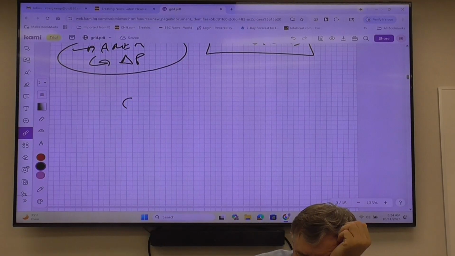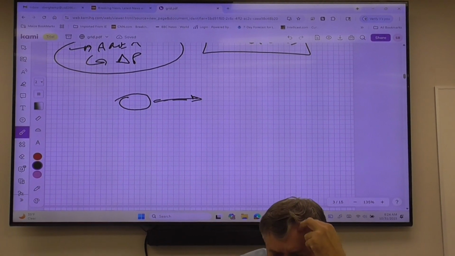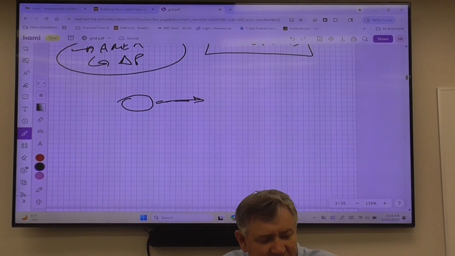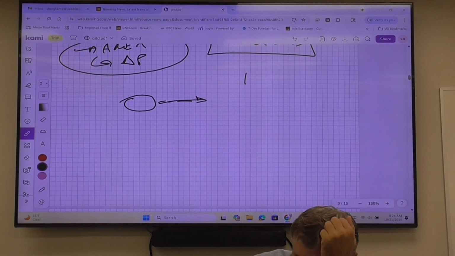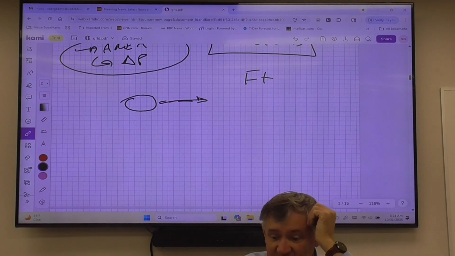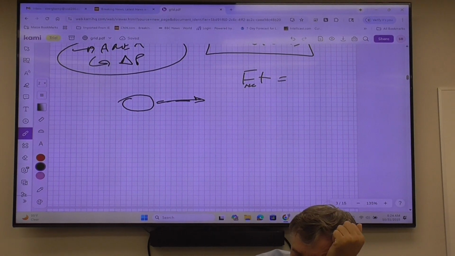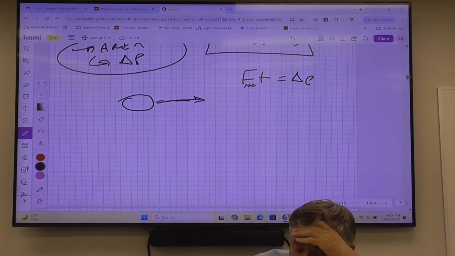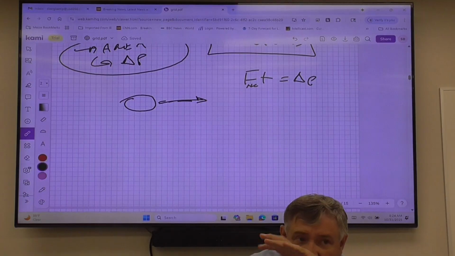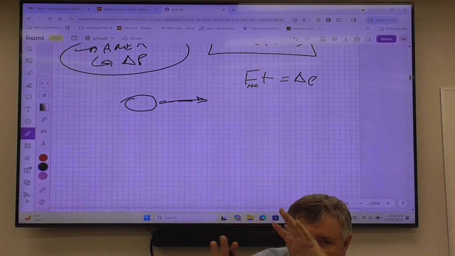So, here's the egg as it flies through the air. We just proved that force times time, which is the area under the force time graph, and that's technically net force versus time, equals change in momentum, right? Now, since the beginning of this class, how can you find the change in anything? What minus what?